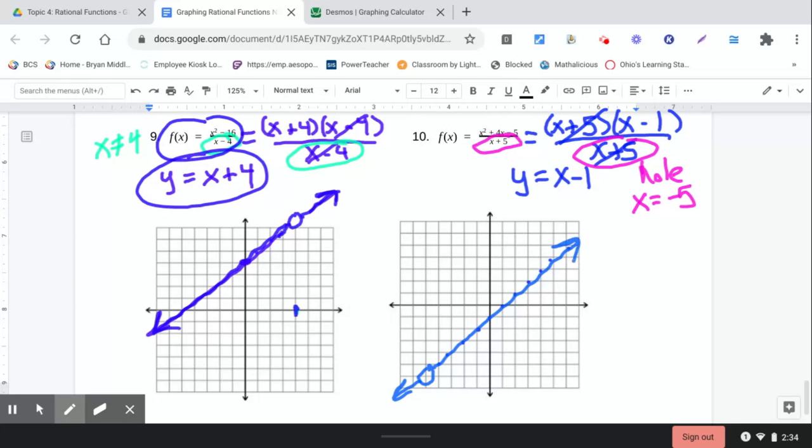Okay, so when you have a factor that cancels out, it's still an excluded value, but it's just not a full asymptote. It's just a hole in the graph. And so you may see those pop up now and again.